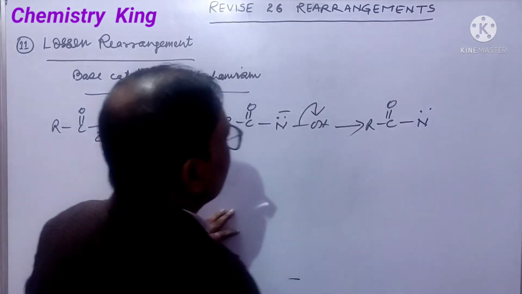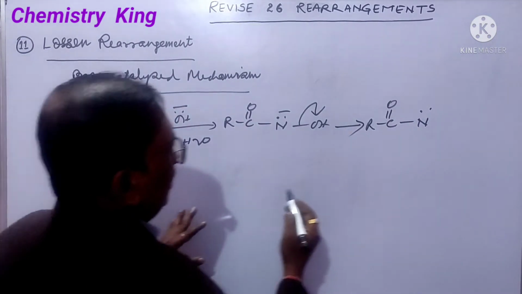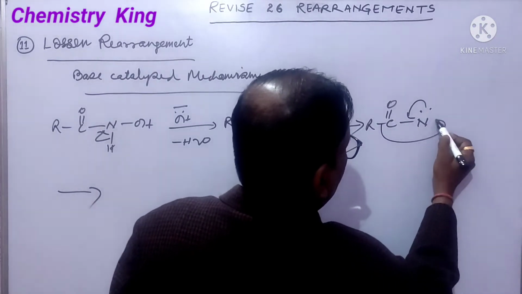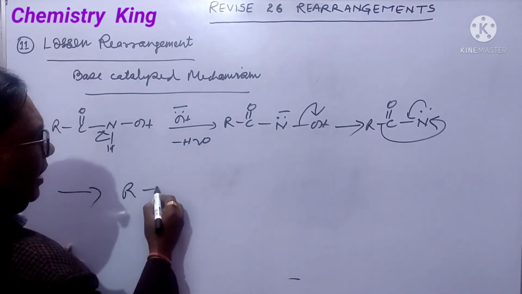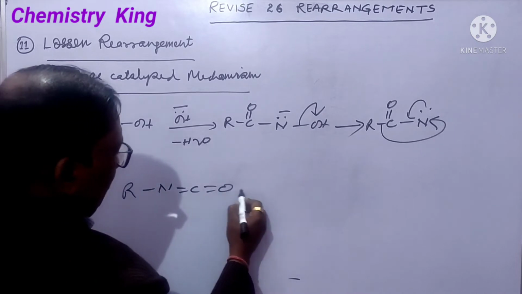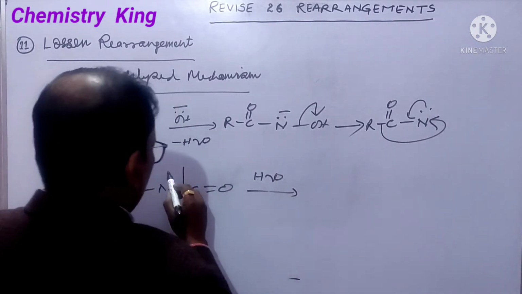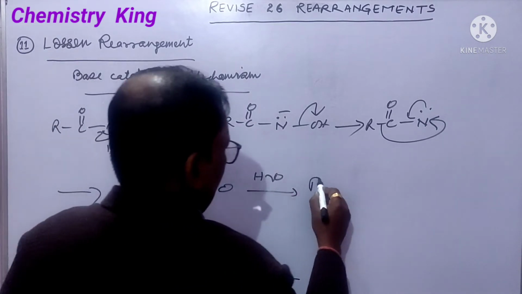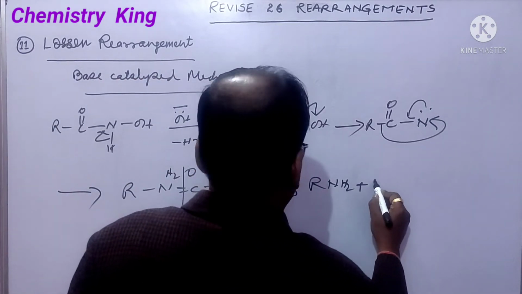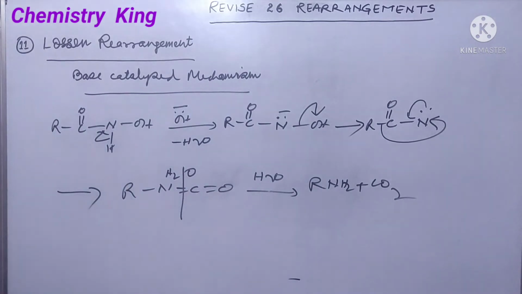This is a nitrene, and now it will come here, and rearrangement will take place. R, double bond C, double bond O, when it is hydrolyzed with H2O, gives RNH2 plus CO2. This is the Lossen rearrangement.